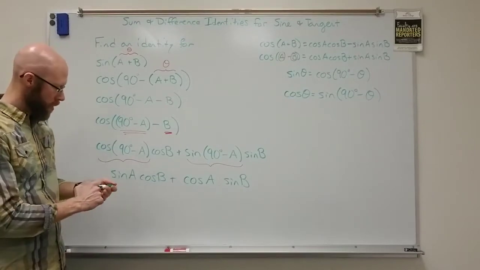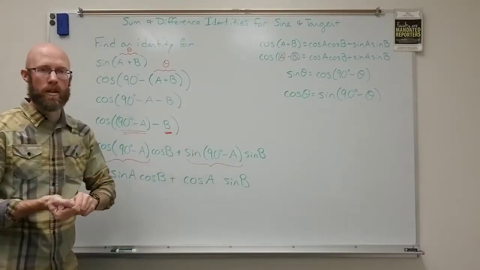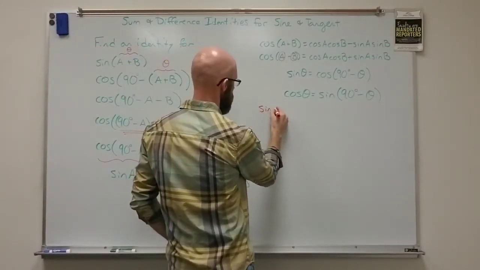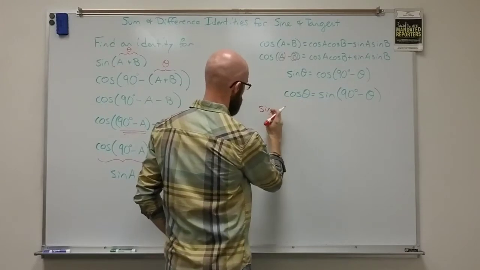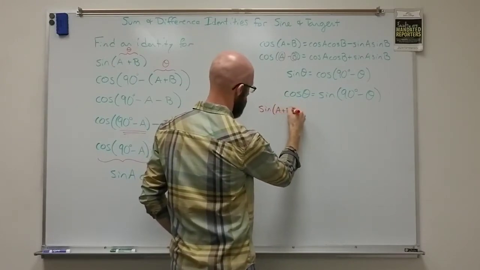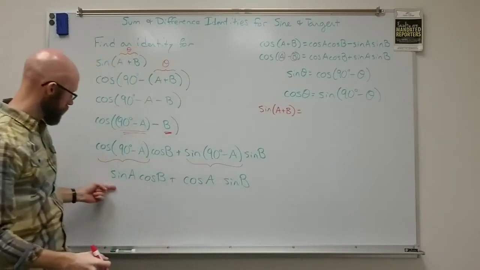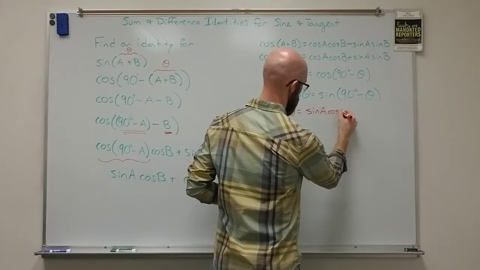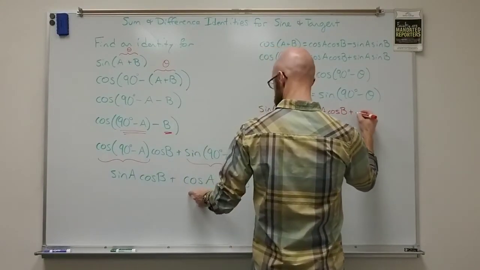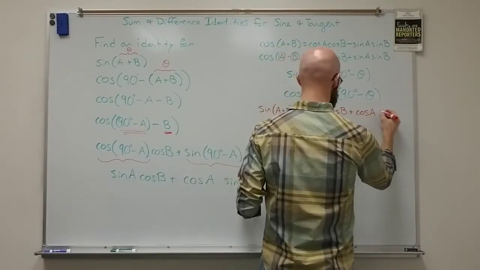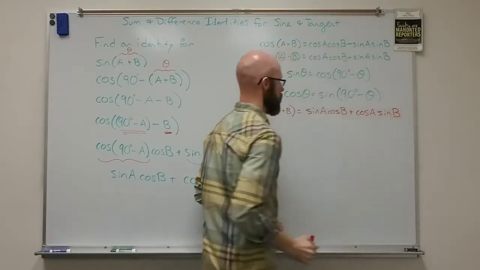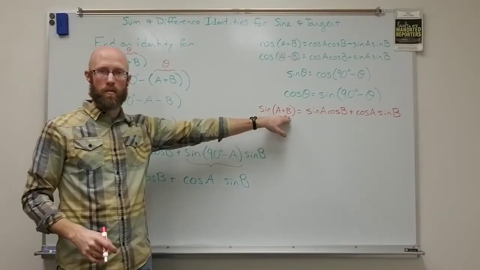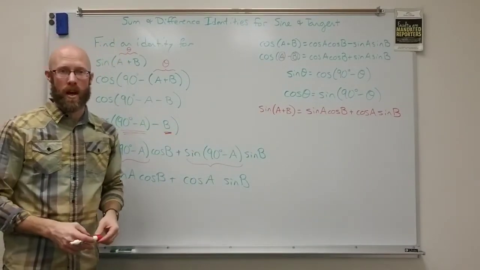And so our new formula, and I'll write this in a different color over on the side here. Our new formula is going to be the sine of a plus b is equal to this: sine of a cosine of b plus the cosine of a times the sine of b. This is a formula now for the sine of a sum. We call it the sum identity for the sine.